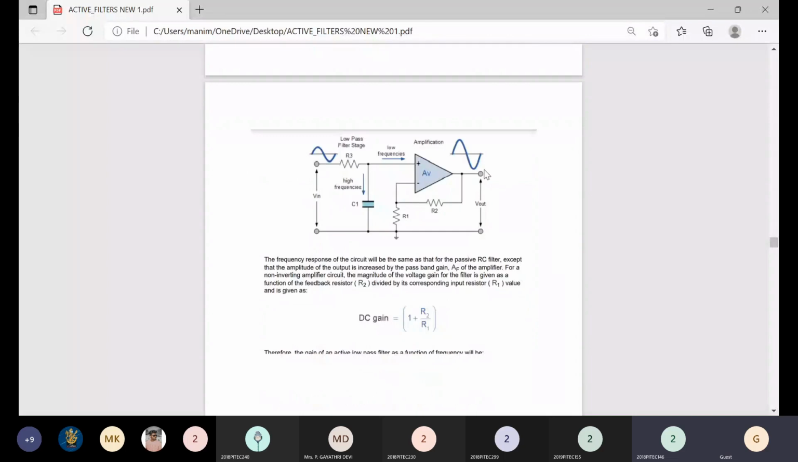For the non-inverting amplifier, you should know the gain, which I already studied. The gain should be 1 plus the feedback resistance divided by the input resistance. Remember that it is 1 plus R2, where the feedback resistance is R2, divided by R1. Okay, R2 divided by R1.